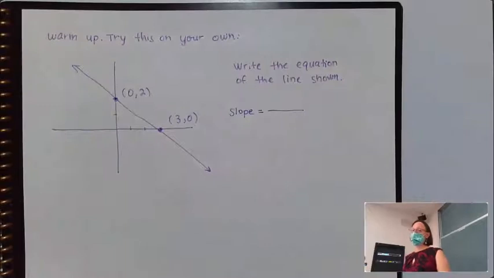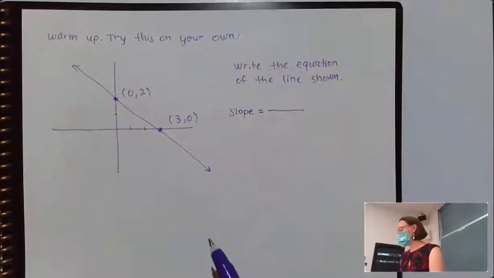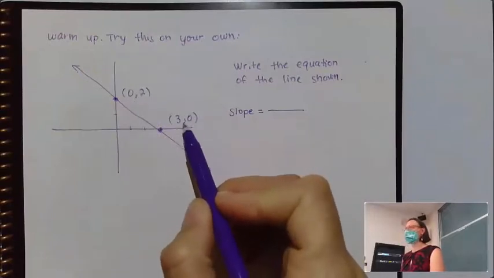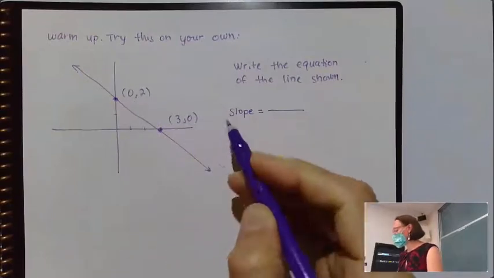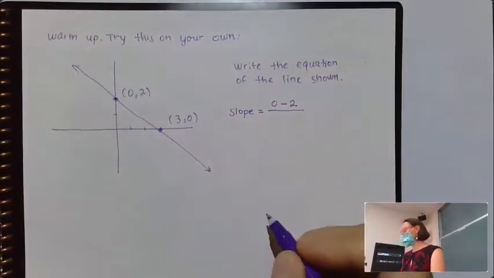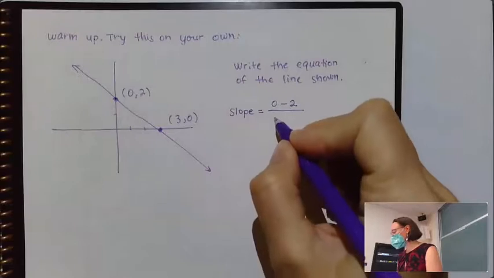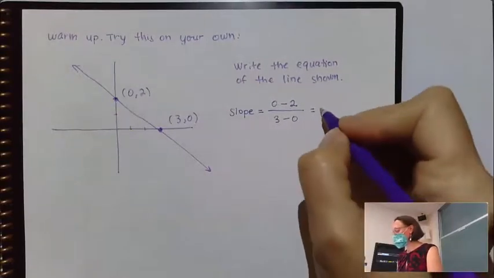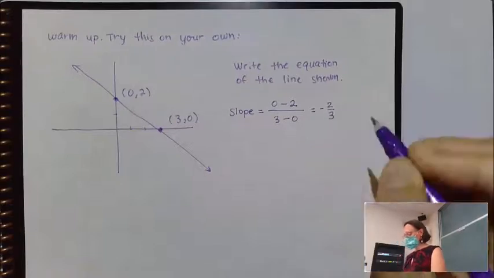It doesn't matter which one I label the first point and the second point, but I'm looking for the change in Y over the change in X. So I'm going to call this top one the first point and this lower one the second point. So I would be doing 0 minus 2 to get the change in the Y values over 3 minus 0 to get the change in the X values. So I'm going to end up with -2/3.